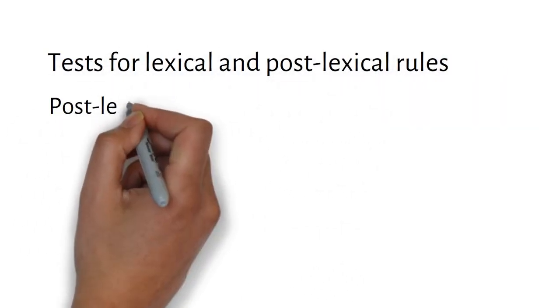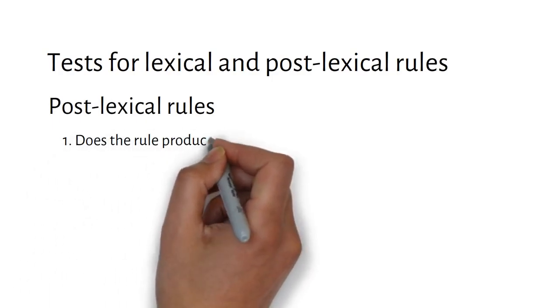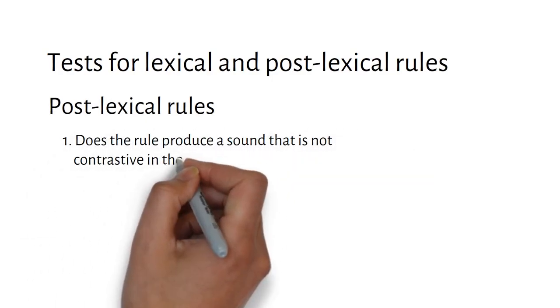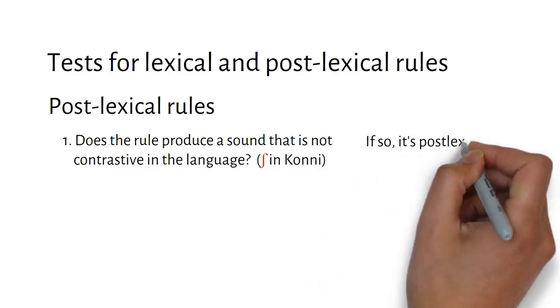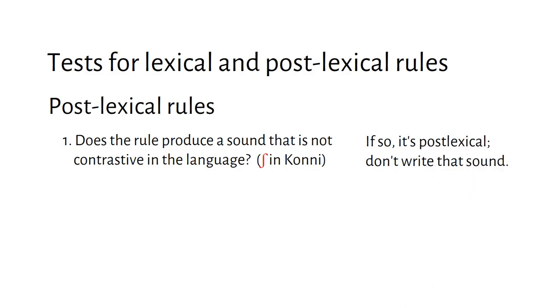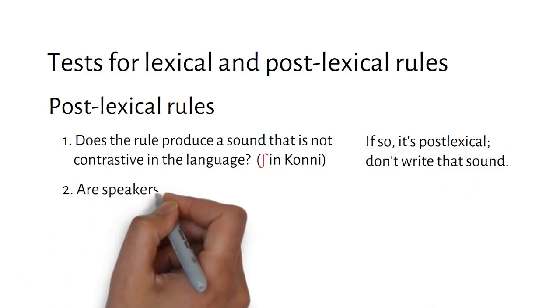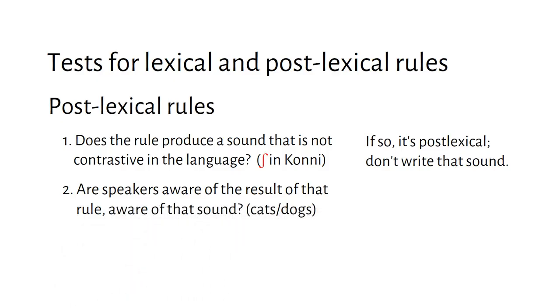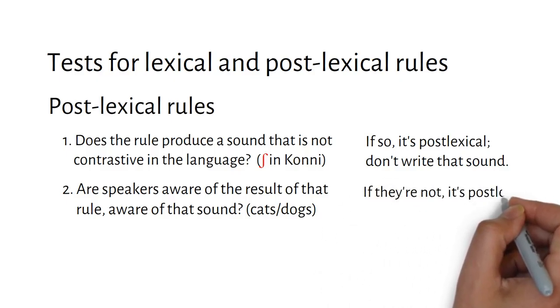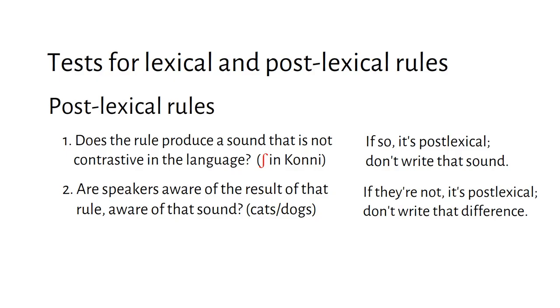Okay, tell us about those other tests. We've talked about two of these already. First, does the rule produce a sound that is not contrastive in the language, like esh in koni? If so, it's post-lexical. Don't write that sound. Second, are speakers aware of the result of that rule? Aware of that sound? Like people don't know the difference in the plural of cats and dogs. If they are not aware of it, it's post-lexical. Don't write that difference. But if they are aware of it, it's probably lexical.